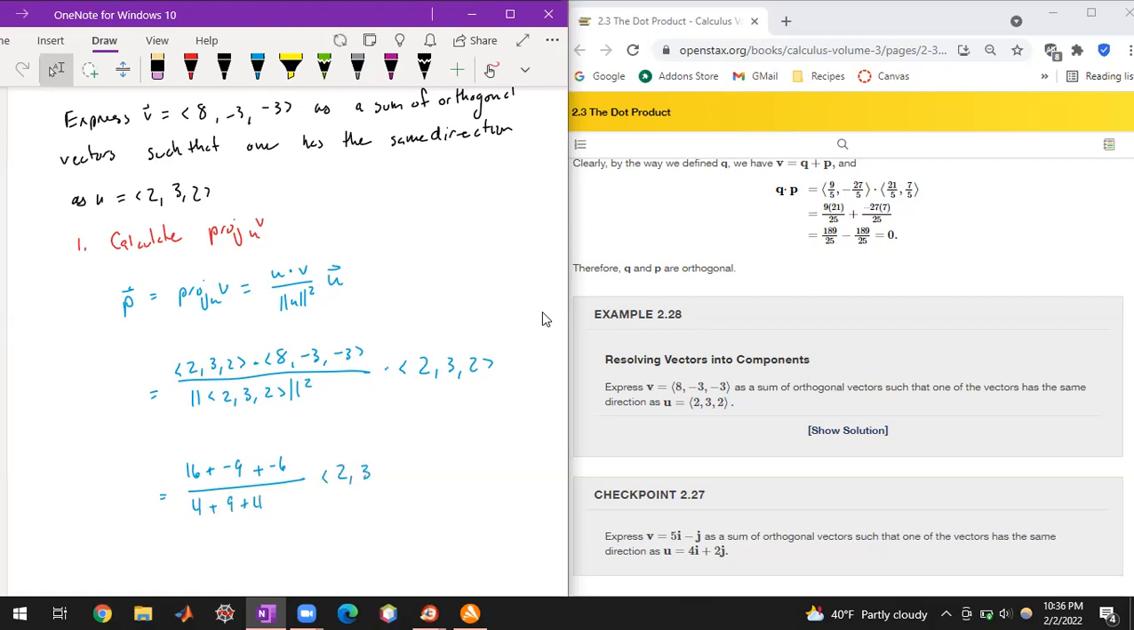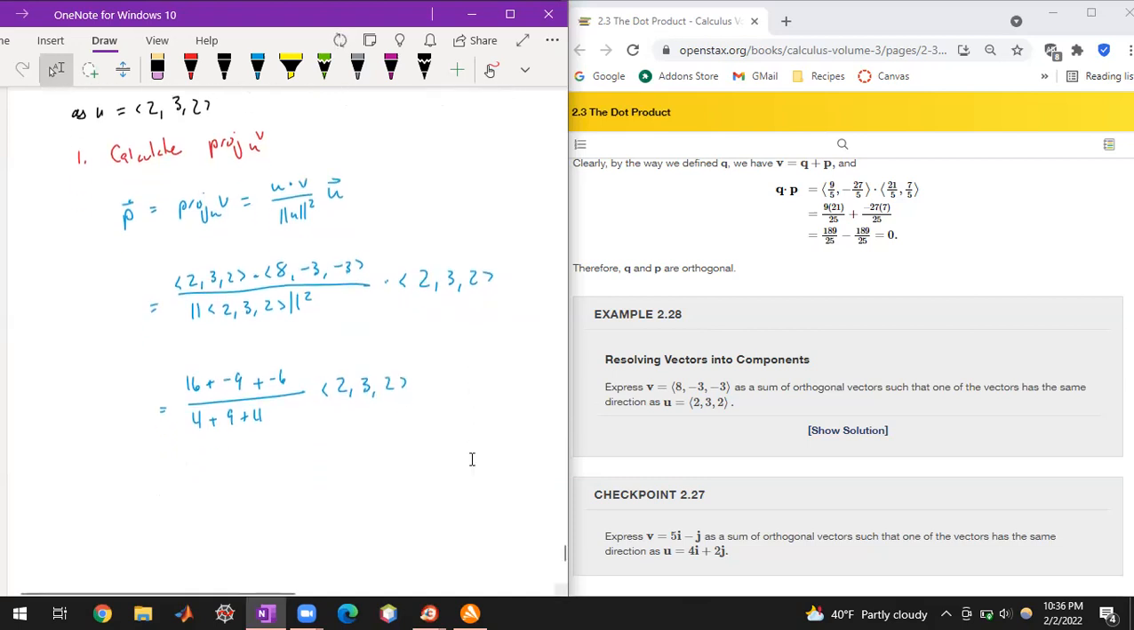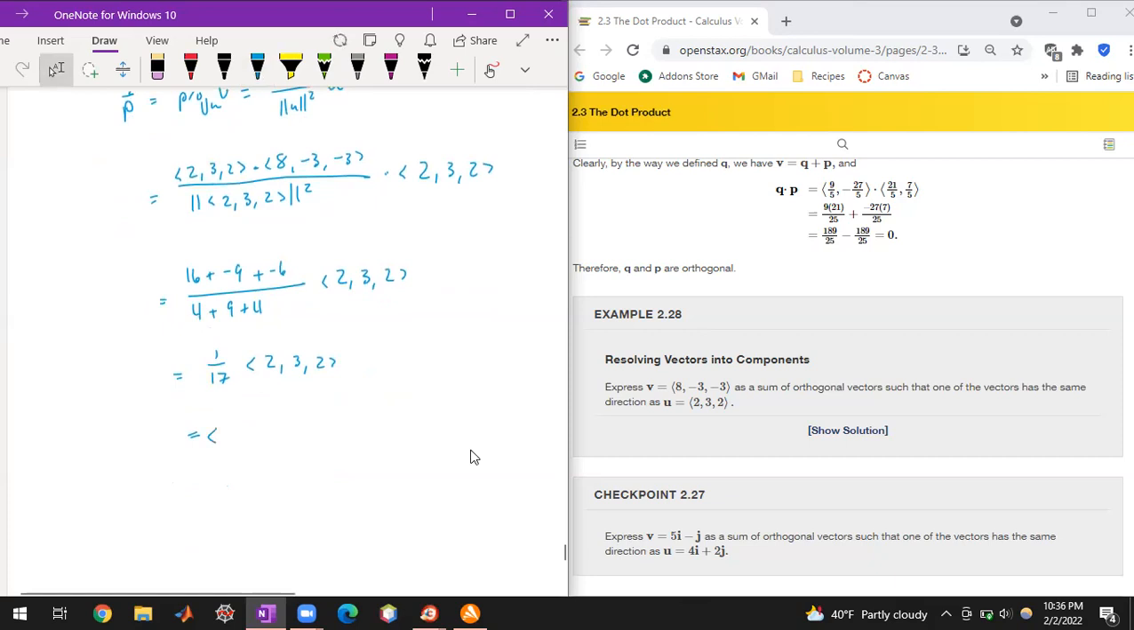And once again, we want to make sure that we're focusing on our direction U. So this is giving us 1 over 17 times 2, 3, 2. Or the vector is 2 over 17, 3 over 17, 2 over 17.